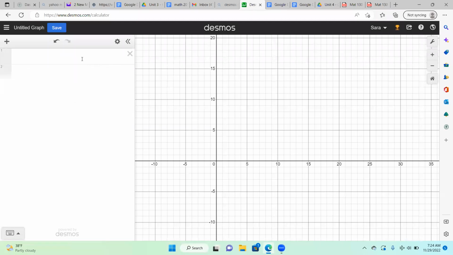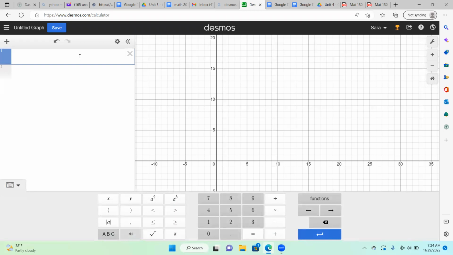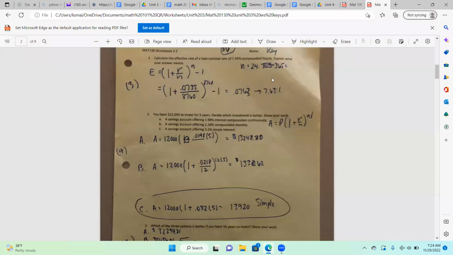Desmos and say that hourly means there are 24 hours in a day times 365 days in a year. So that means there's 8,760 hours in a year. So that's why we have N, the number of compounding periods total. And then our rate is 0.0735, and it comes out to be the same as 7.63% simple interest.